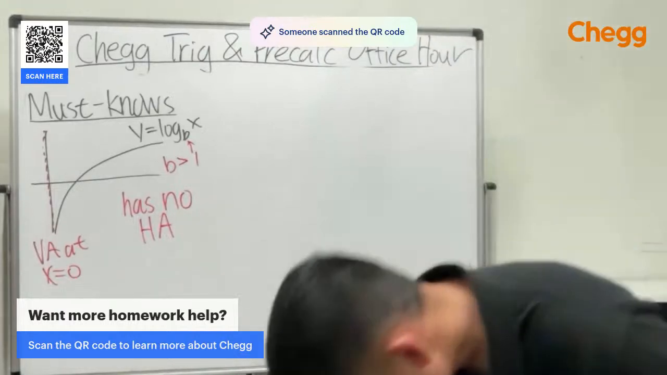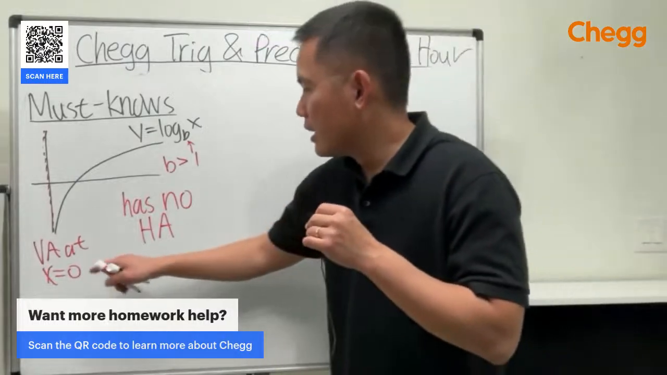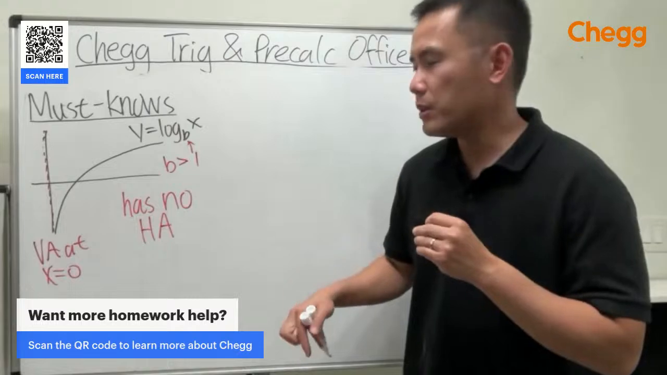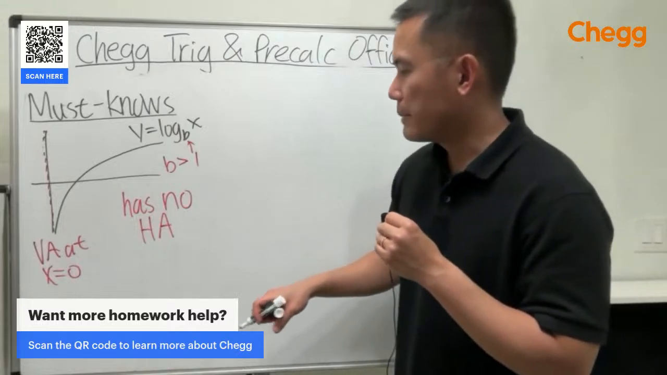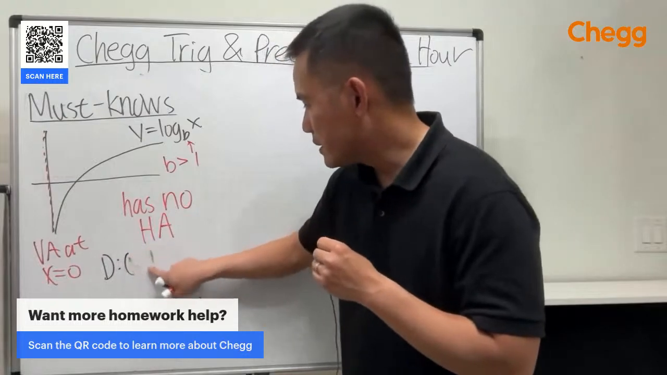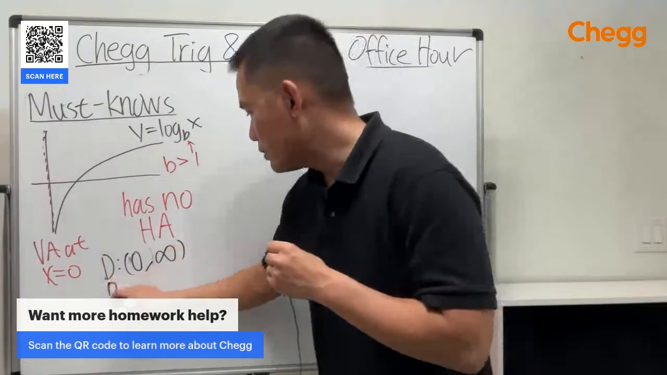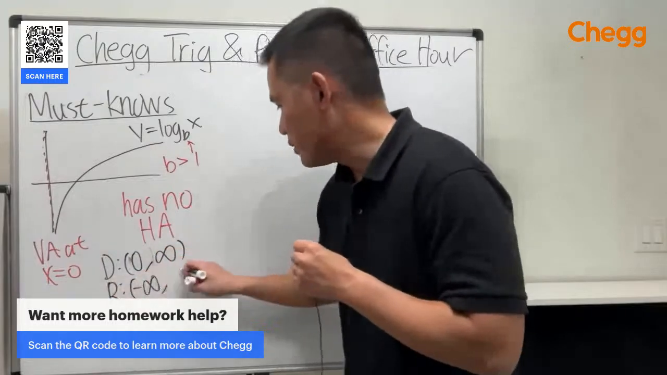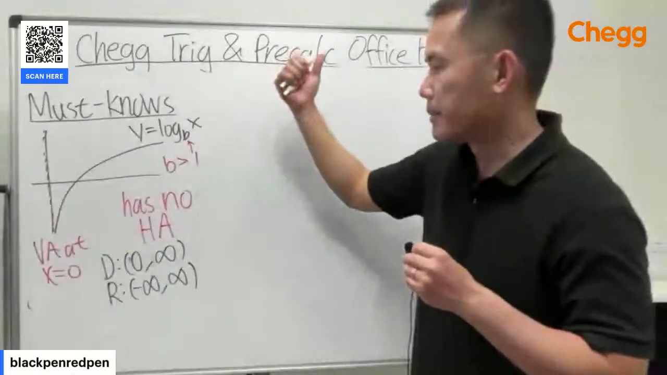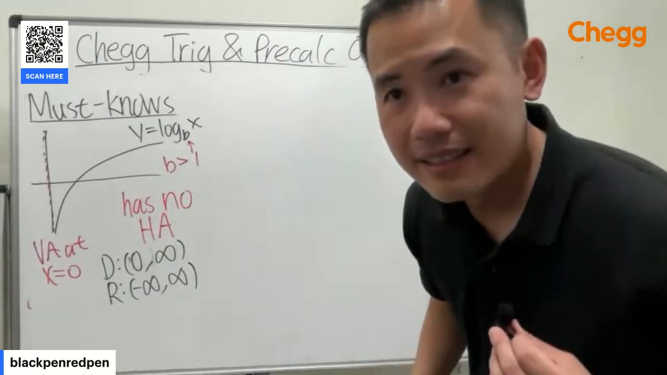So here's the thing. We have a vertical asymptote at 0. This has no horizontal asymptote, and perhaps I will also write this down. The domain is from 0 to infinity, and the range goes from negative infinity to positive infinity, because it goes straight down and then it goes up. It goes up slowly but surely.